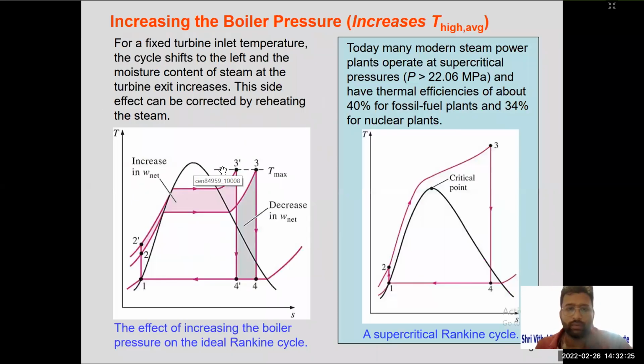So increasing the pressure of the boiler, there is an increase in the network, but also a decrease in the network. This decrease in network problem can be eliminated by reheating the steam. That is what we are going to study. And another special type here is the supercritical Rankine cycle. That means the cycle in which the boiler pressure is above the critical pressure of water. What is the critical pressure for water? It is 22.06 megapascal.